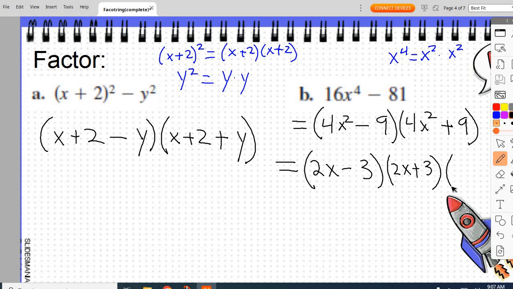Now, can I use my difference of squares formula on my second one? I see a no. Why? Because the sign is positive, right? Because it's a difference of squares, and difference means subtraction. Do I have subtraction in that second one? No, we have addition, so that one cannot be factored any further, so we would just leave that one as it is.